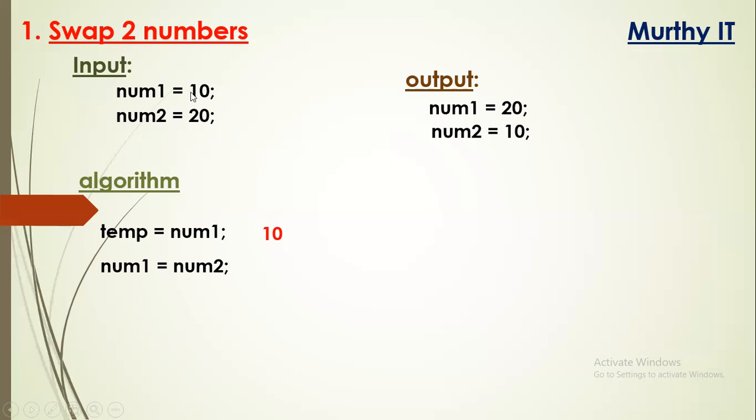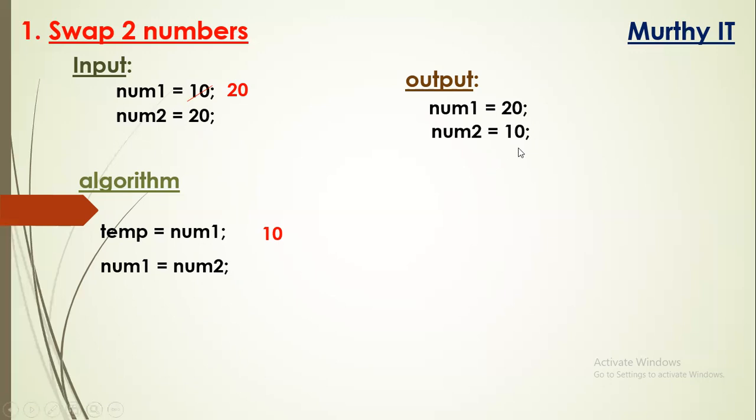Now what will happen? This 10 will be replaced by 20, right? So 10 is replaced by 20, and number 1 we got 20. So now we need number 2. The number 2, what do we need?